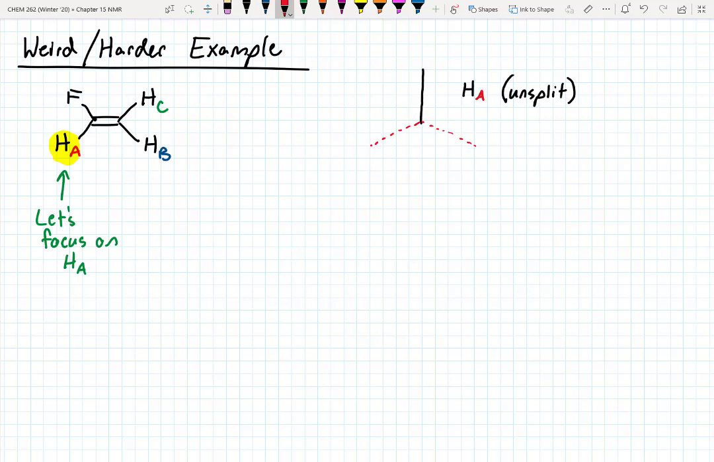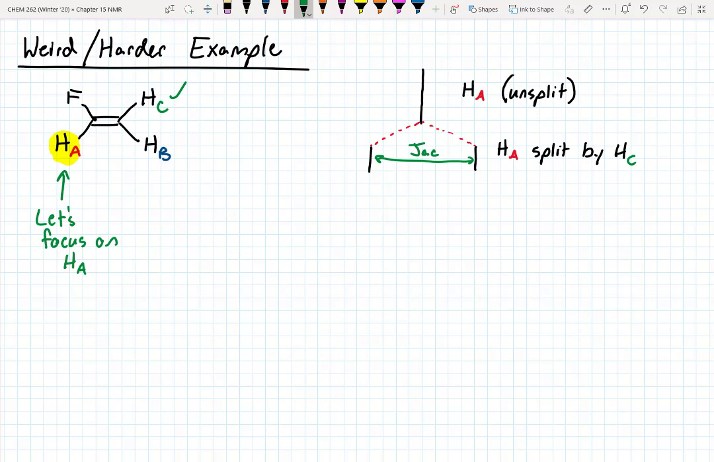Okay, so again, we're going to split this into equal segments. We're going to say okay over here. This is going to be HA split by HC. So what I can do in here is I can kind of draw this, and I can measure the distance between these two peaks. And I'm just going to call this our coupling constant JAC. Make sense? All right. So we've kind of checked this box off, but we still need to do HB.